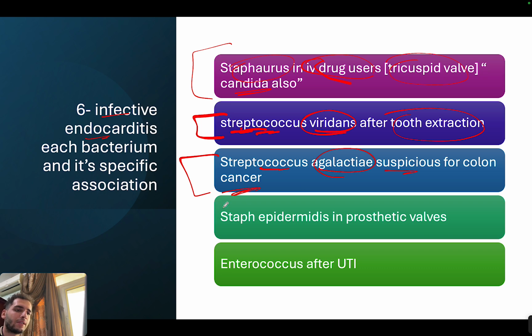The fourth bacteria is the Staph epidermidis, and this usually affects the prosthetic valves, okay? And the last one is Enterococcus, and this usually happens after urinary tract infection. And don't be confused, because it's called entero, so maybe you would confuse it with colon cancer, but no, it happens after urinary tract infections, okay? And this is for the 5 bacteria or 6 bacteria here.